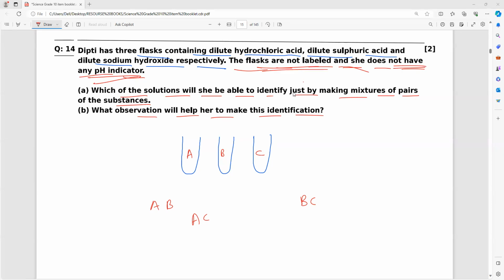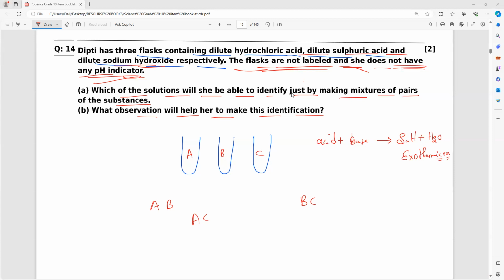Clear? So now you see, as we know, two acids are there and one base is there. We all know that an acid reacting with a base gives you what? Salt plus water, and is it exothermic or endothermic? Exothermic reaction. So that is what I will understand.